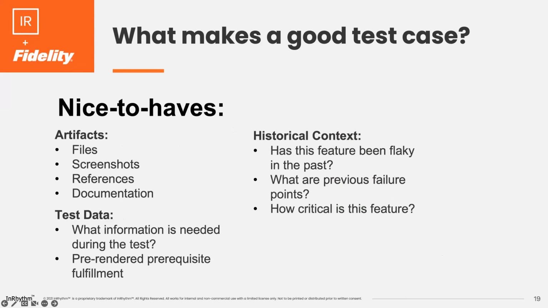And finally, we're going to come to our nice to haves. These are not necessary, but they provide a lot of value. I would not reject a test case that didn't have this stuff, but I would request that it be added. Artifacts, files, screenshots, references, documentation. These are all just pieces that let us know the broader context and potentially speed up our setup, right?